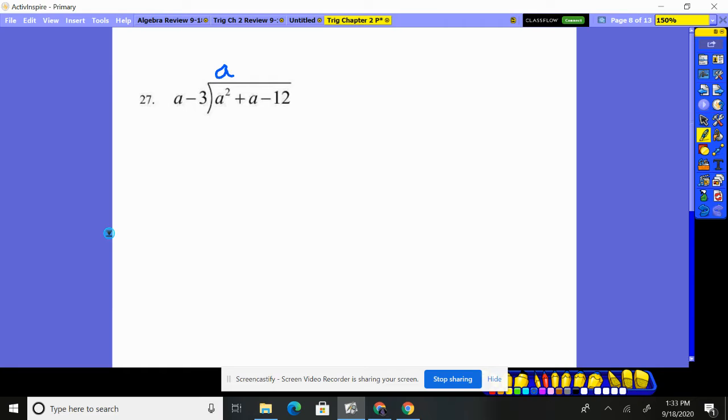It goes in a times. I now do a times each of the two pieces there. A times a is a squared. A times the -3 is -3a.